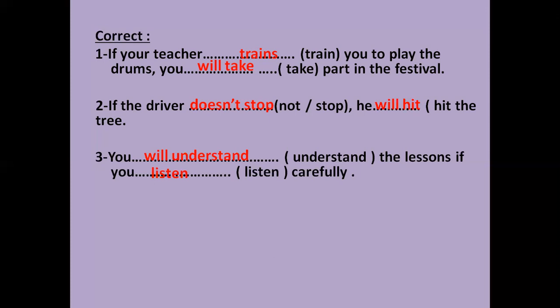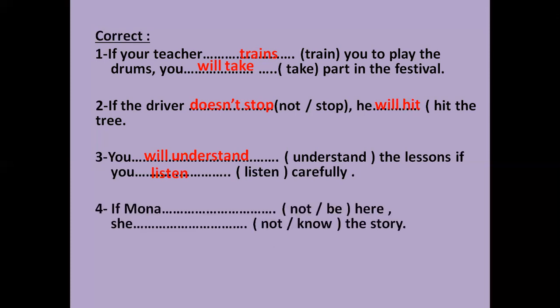Look at question number 4. If Mona be not here, she not know the story. So the answer will be: if Mona isn't here. We will use the verb to be in present and in negative because we have "not". The second clause will be: she won't know the story, because we have "not", so we will use won't plus verb stem. She won't know the story.